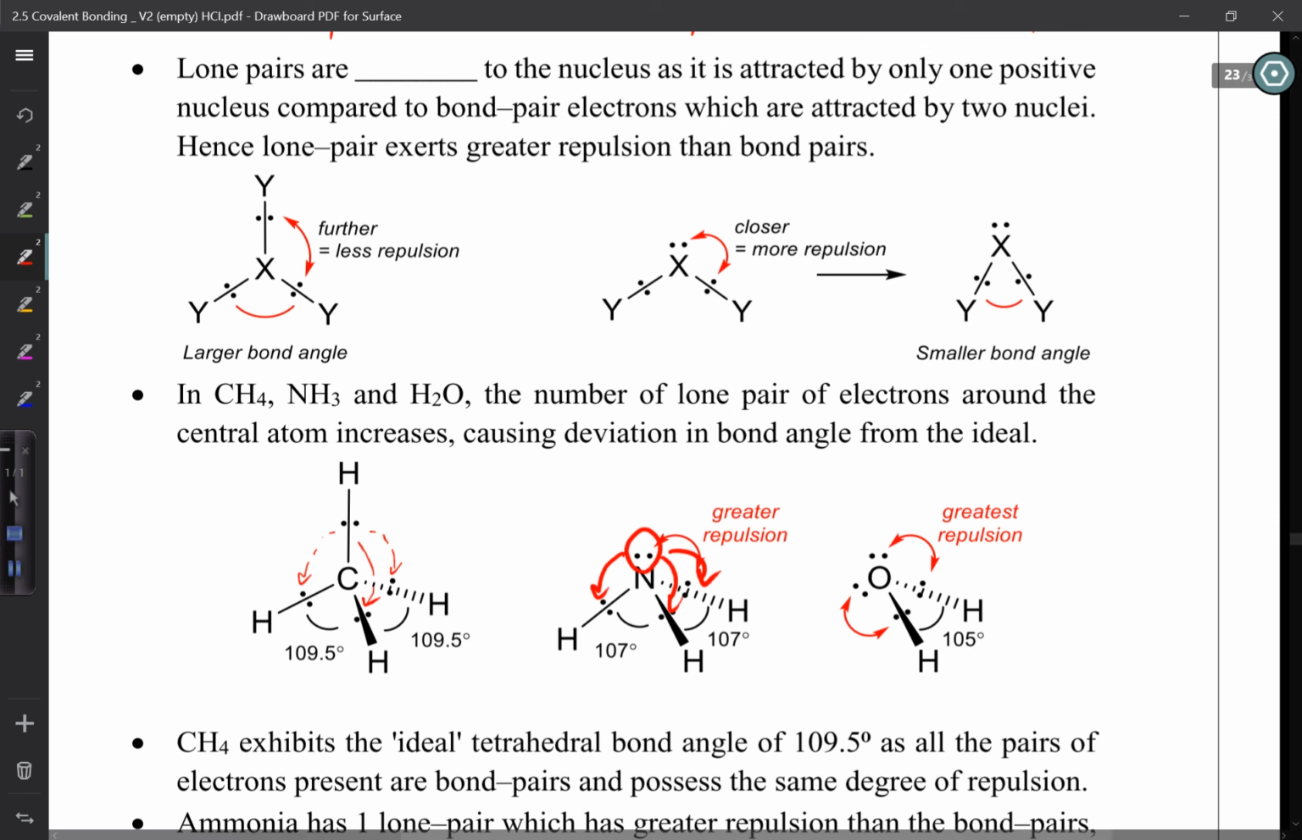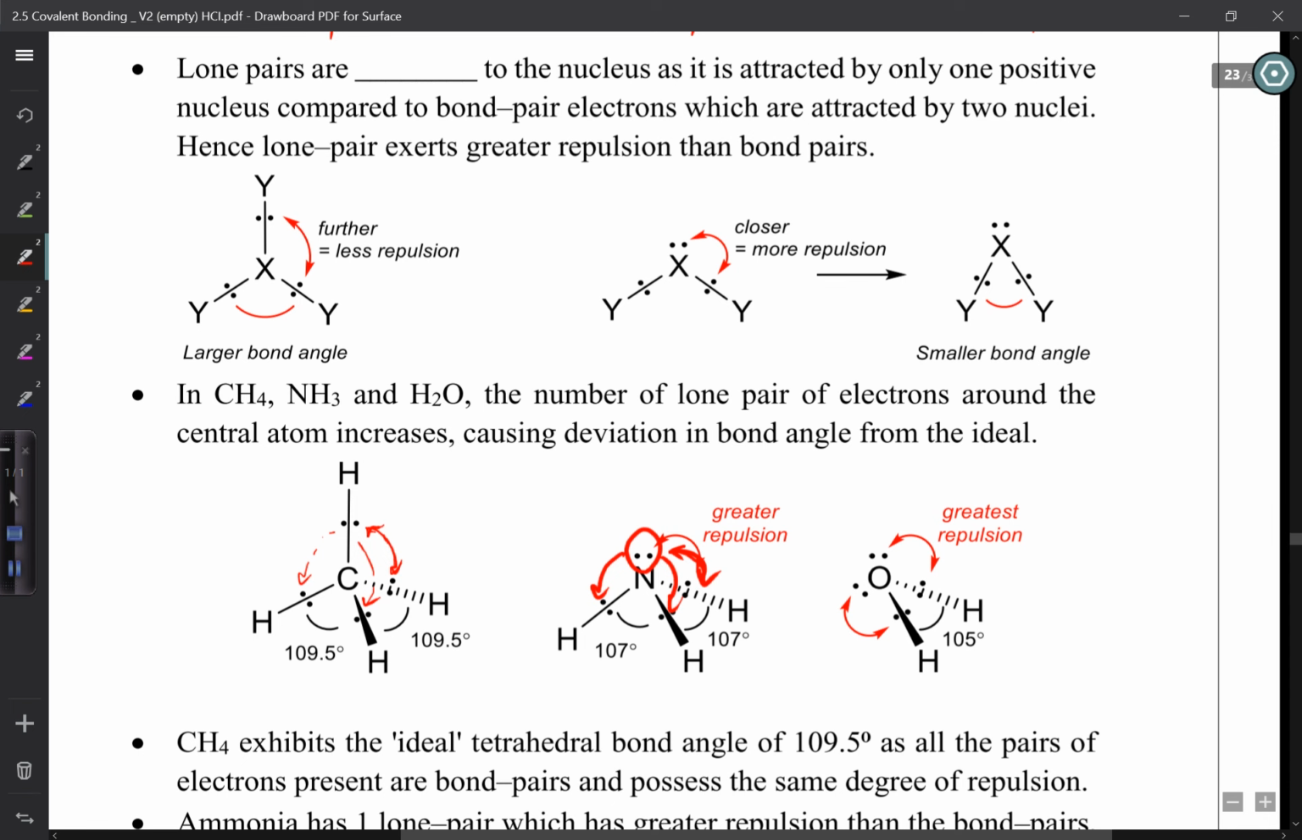Does that make sense? Now, if this lone pair exerts a greater repulsion, it makes sense to think that the bond angle will definitely be smaller than 109.5 degrees. So therefore, the actual bond angle is 107 degrees. So this is what I mean by lone pair-bond pair repulsion being greater than bond pair-bond pair repulsion. You can see that the bond pair repulsion will be weaker than the lone pair-bond pair repulsion, because a lone pair is always closer to the atom.